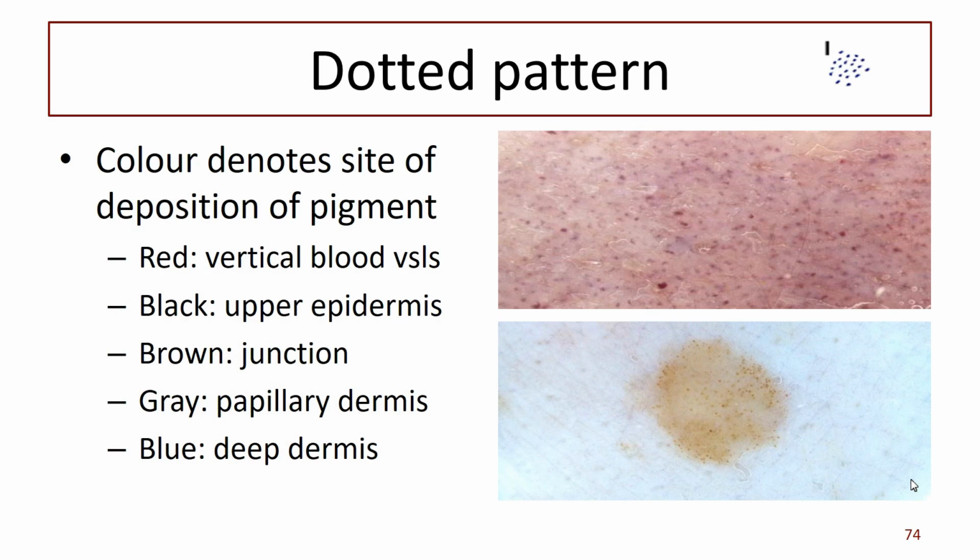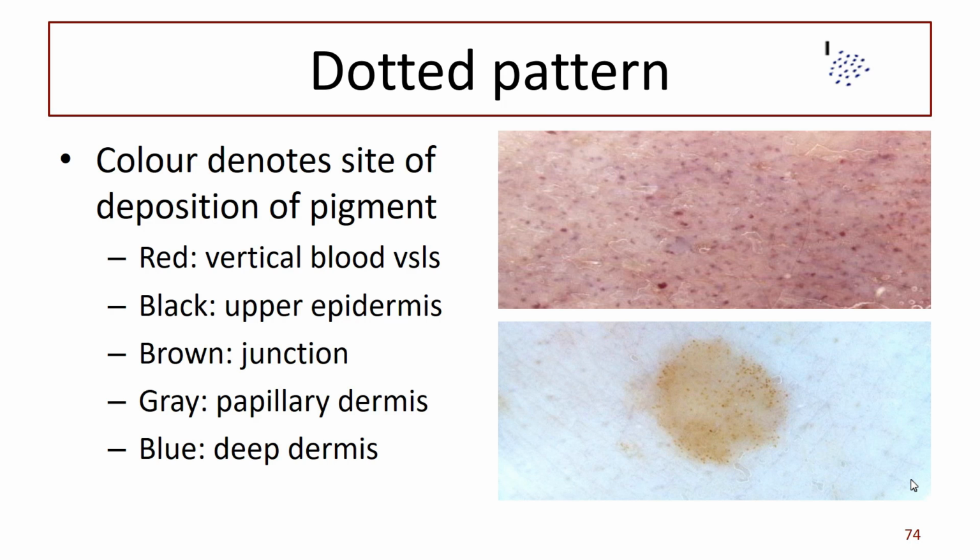So the dotted pattern tells us where the pigment is deposited. So red means vertical blood vessels, black means pigment in the epidermis, and that's usually meaning melanoma, but not always. We do see deeply pigmented skin developing nevi with black dots on the surface. And that's because of so much pigment produced, and the pigment goes up into the keratinocytes and then disappears in the bath.